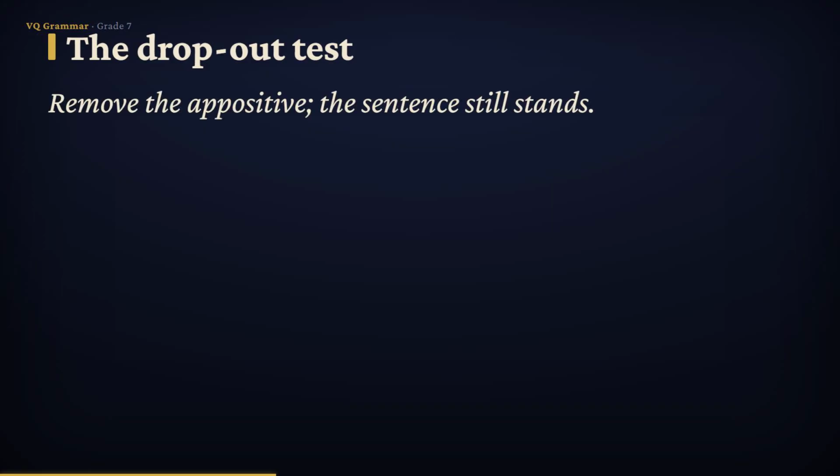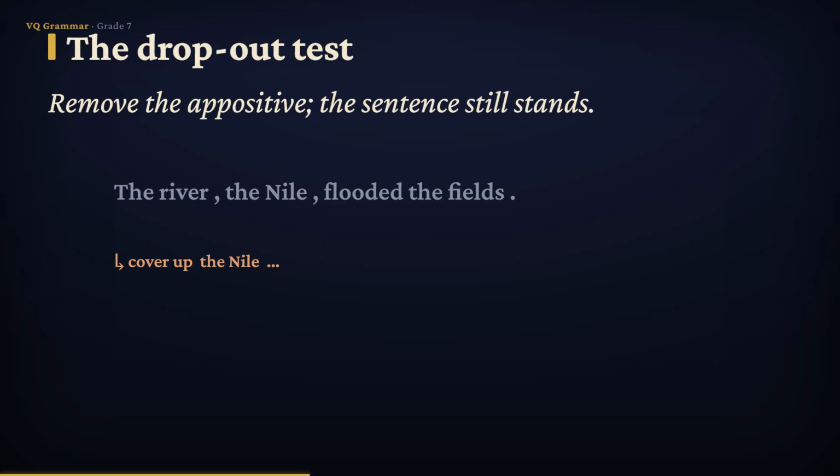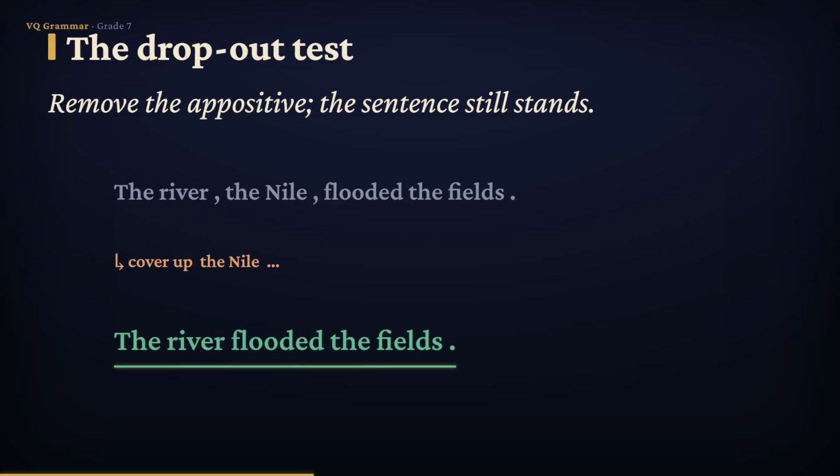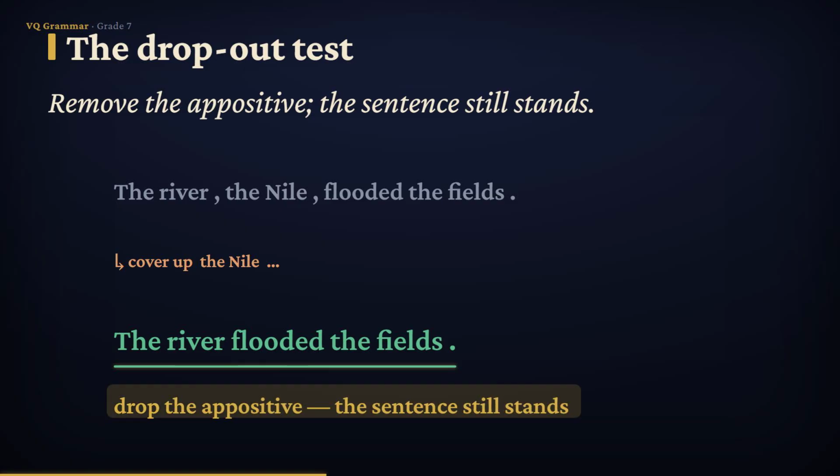Here's a handy test that proves you found an appositive. Because an appositive only adds extra information, you can lift it right out and the sentence will still make complete sense. Take this. The river, the Nile, flooded the fields. Now, cover up the words, the Nile. What's left? The river flooded the fields. That's still a complete, perfectly good sentence. If you can drop the words between the commas and the sentence still stands, you found an appositive.